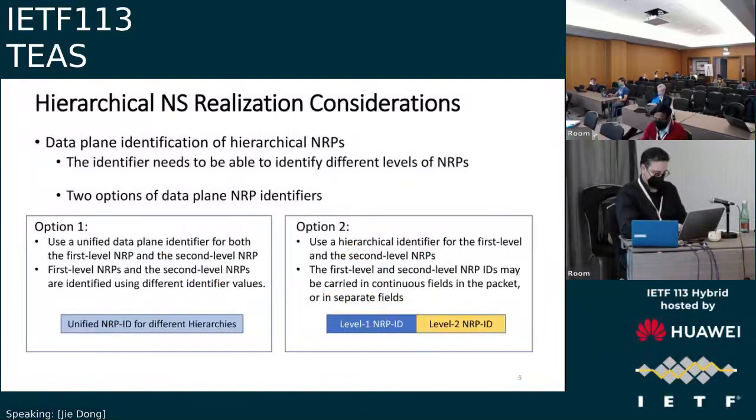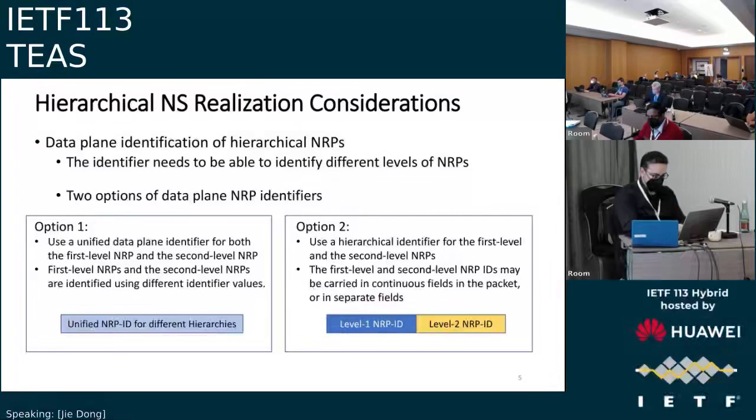The second consideration is about the data plane identification of the hierarchical NRPs, because we need to use the identifier in the data packet to identify both levels of NRPs. There are also two options of this identifier in the data plane. The first option is we can use a unified NRP ID for both hierarchies. That is, both the first level NRP and the second level NRP use the same format of the identifier, but they're using different identifier values to distinguish traffic for the first level or the second level.